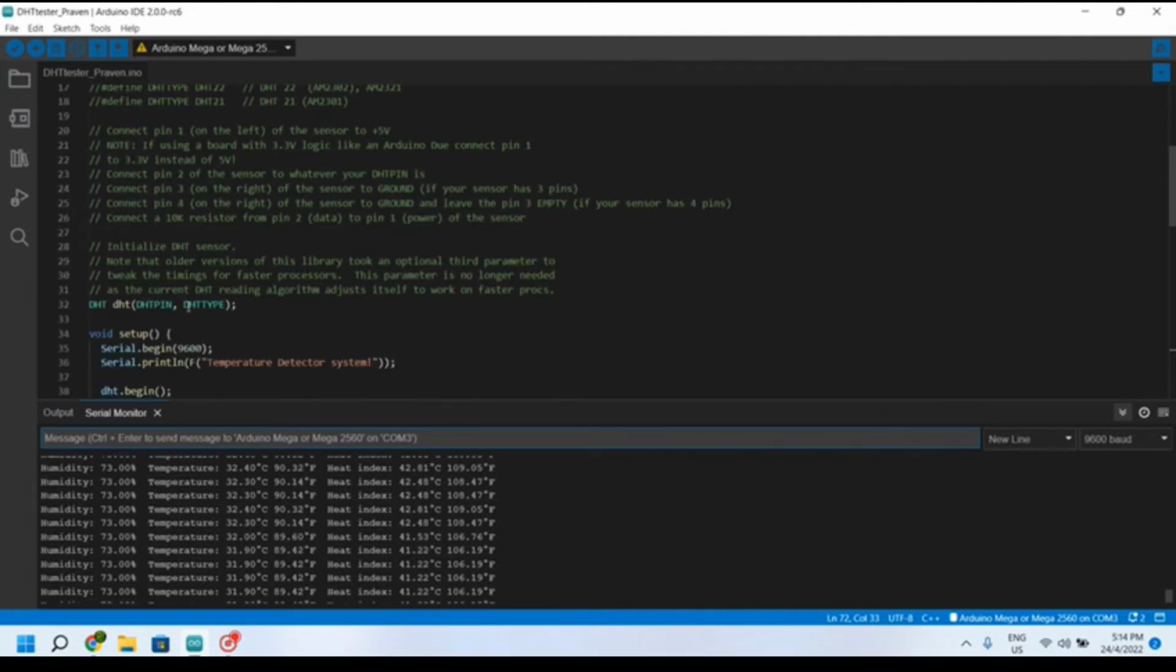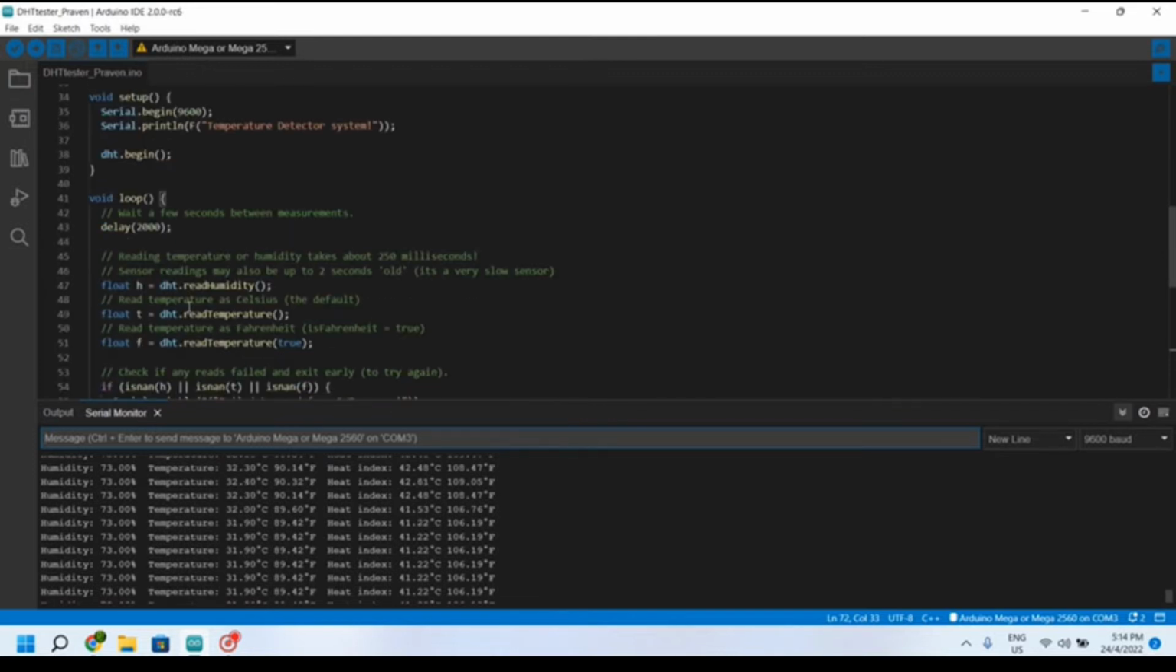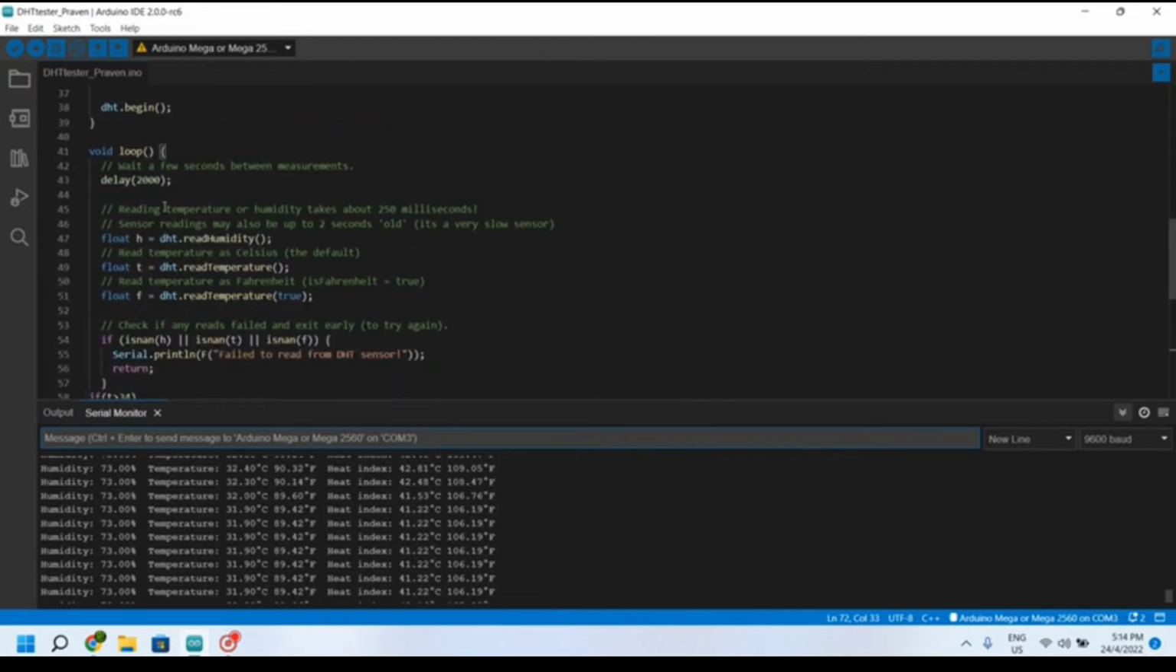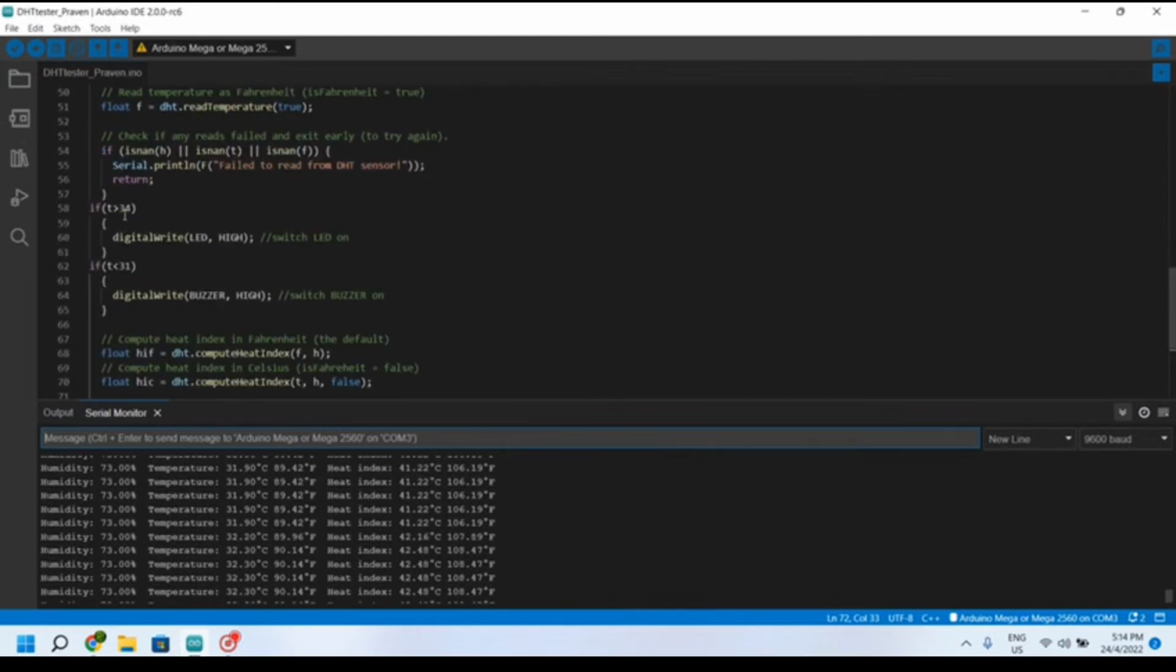Then this is our coding to read the temperature and the humidity for the sensor. And then this is our coding for the LED. So when the temperature rises above 34, the LED will switch on. The high means the LED will switch on. Same goes to the buzzer, where when the temperature goes below 31, the buzzer will switch on.